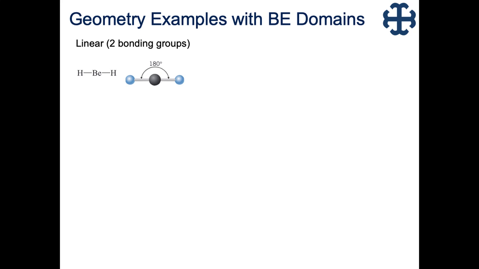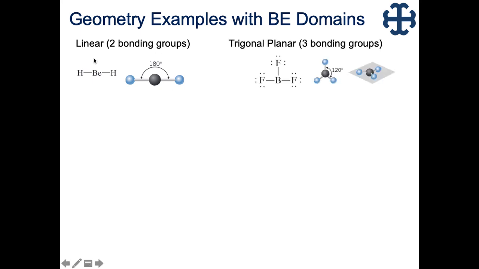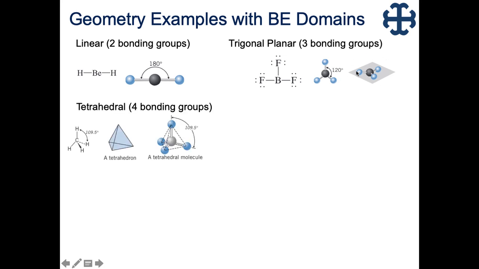Okay. So this is what things look like with different numbers of bonding groups. And so if we have 2 bonding groups, our bond angle should be 180, and we would call that geometry linear. Trigonal planar, same example here, except with fluorines instead of hydrogens. We end up with that 120 degree bond angle in a flat molecule. If we have 4, we end up in a tetrahedral. So in 3D space, that looks kind of like this 4-sided prism, right? Where we have 4 sides forming a pyramid, essentially.